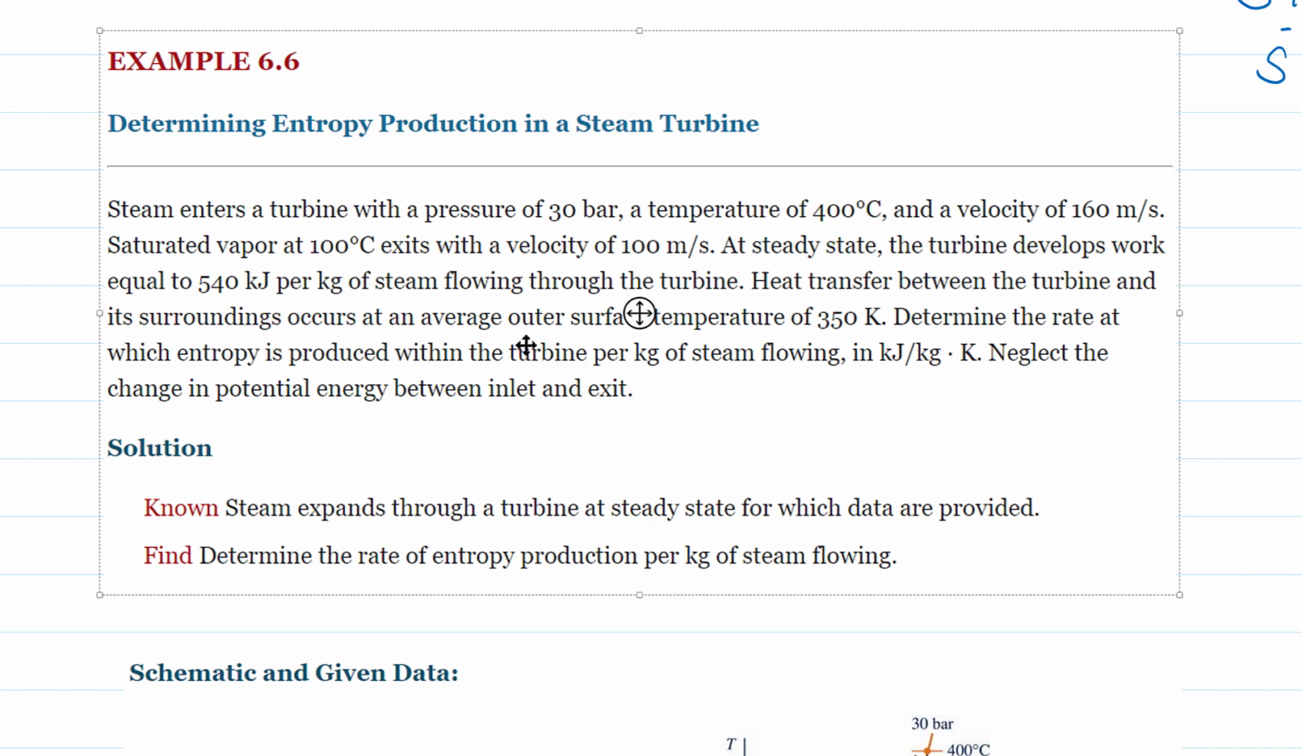At the steady state, the turbine develops work equal to 540 kilojoule per kilogram of steam flowing through the turbine. Heat transfer between the turbine and its surroundings occurs at an average outer surface temperature of 350 Kelvin. Determine the rate at which entropy is produced within the turbine per kilogram of steam flowing, in kilojoule per kilogram Kelvin. Neglect the change in potential energy between the inlet and exit.